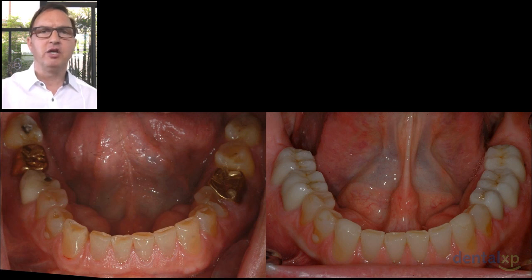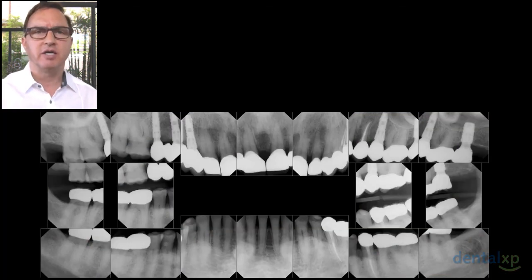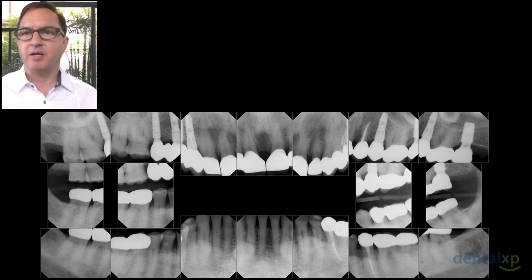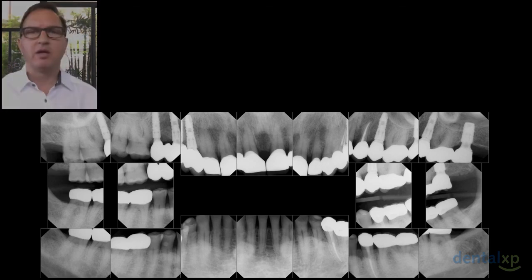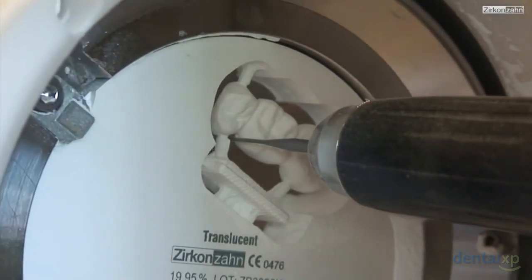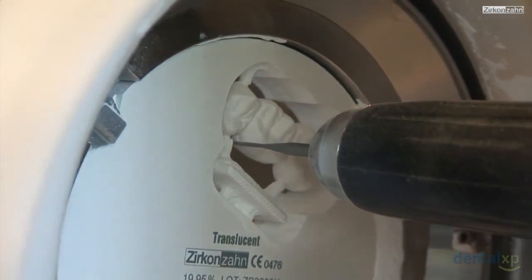So the patient received in the mandibular arch third molar extractions and the restoration of their vertical dimension of occlusion with these restorations. Here's the radiographic result with multiple Dentsply implants in the maxillary arch, CAD/CAM abutments with the Atlantis abutment, and zirconia restorations. So that leads us to how these restorations are created.